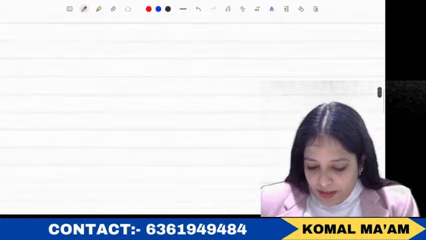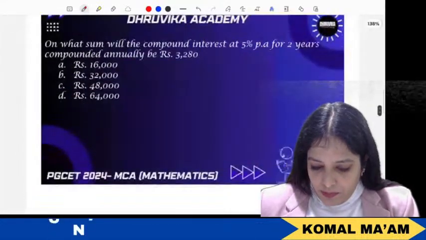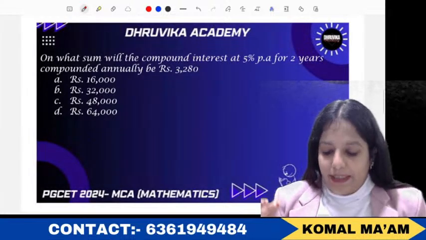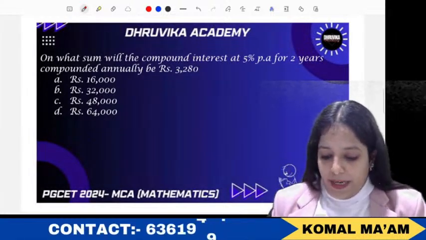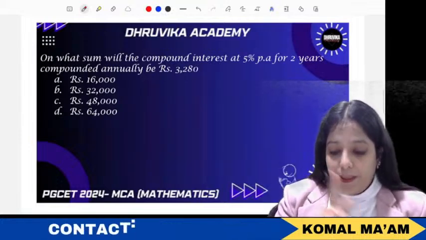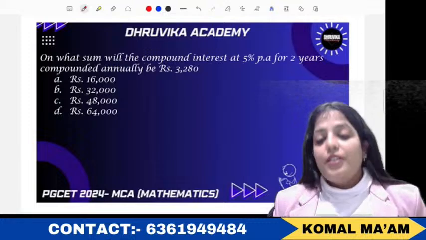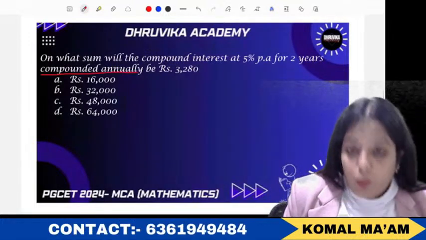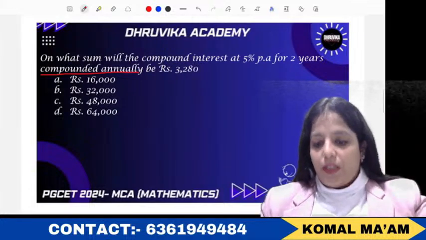Now come to the next question. On what sum will the compound interest at 5% per annum for 2 years, compounded annually, be rupees 3,280? Now what is this compounded annually? What does this term mean?